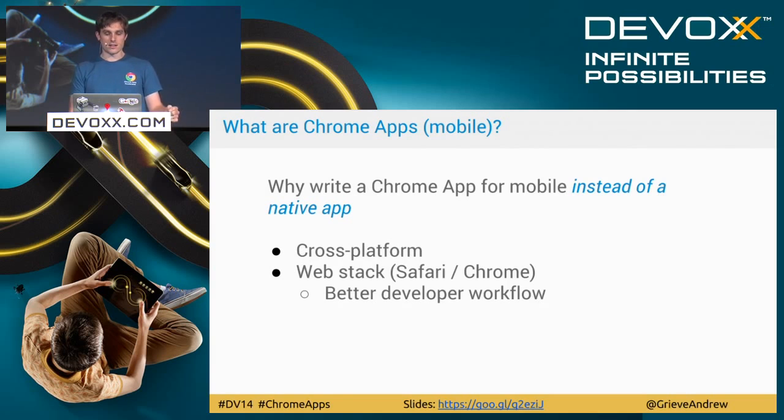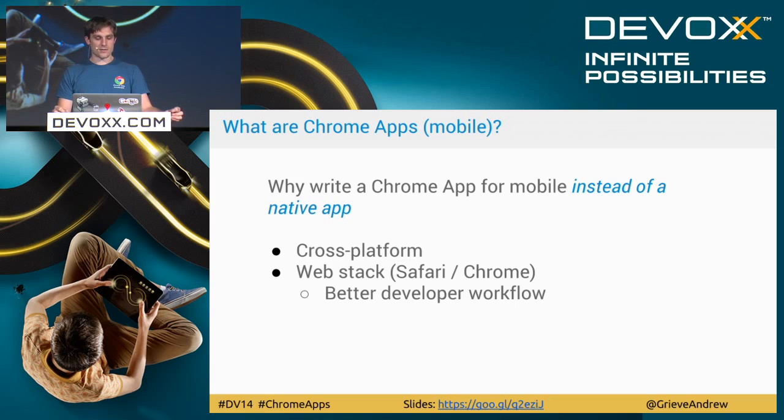So why write a Chrome app for mobile instead of a native app? So cross-platform. Yes, there are other ways of doing cross-platform on mobile, but this is definitely a compelling one. And web stack. So iOS, that means Safari. Android, that means Chrome, or Chromium anyway. And this is a common misconception, actually, that Chrome apps for mobile don't run on top of Chrome on iOS. That's not allowed. So they run on top of the system web view, which is quite good. So it's not the end of the world.